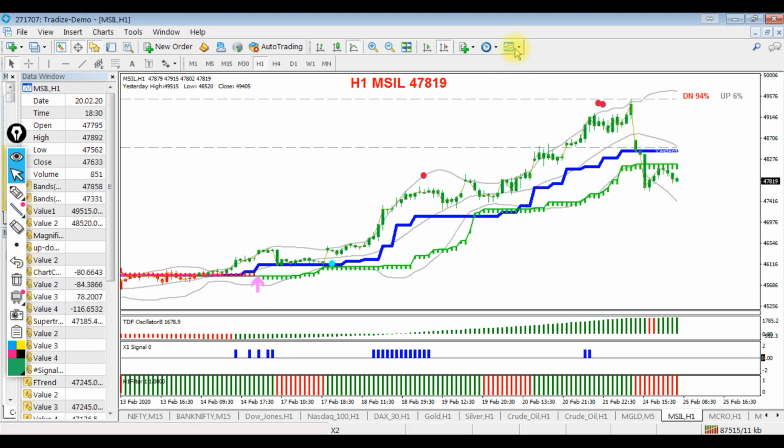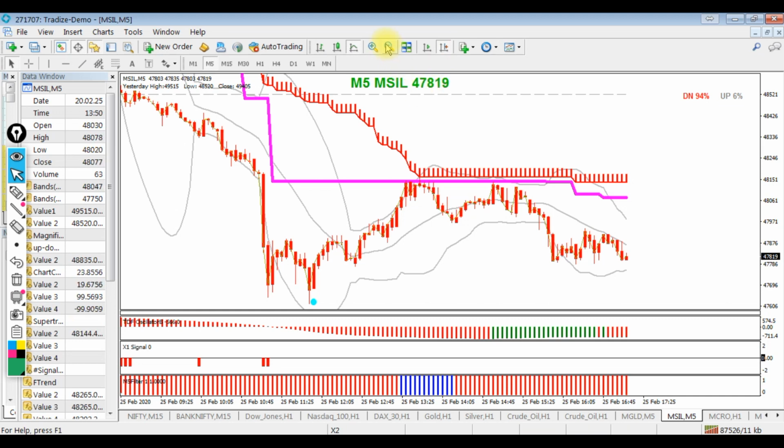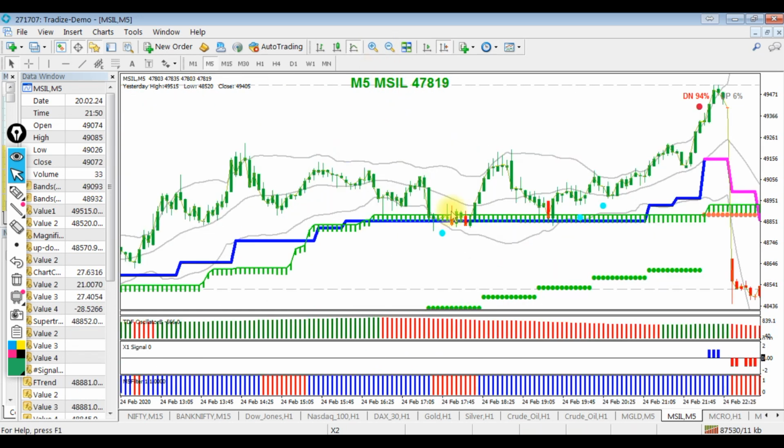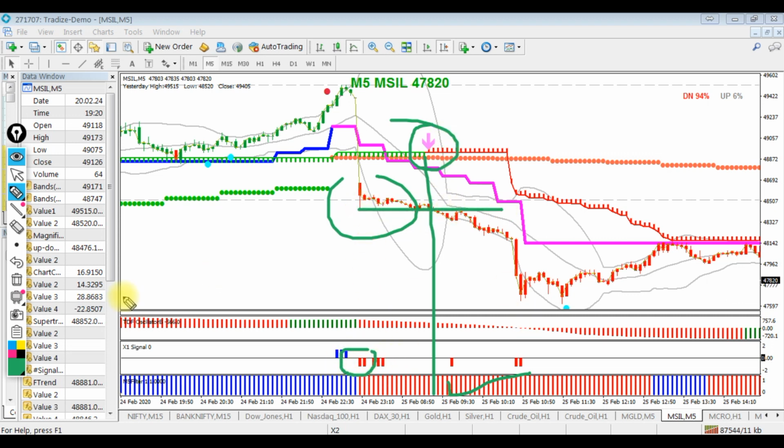So let us see 5-minute chart of this one. I'll just load 5-minute chart. So in 5-minute chart we have a sell signal here, and filter is red, and candles are also red. So probably you would have sold somewhere here. Of course, before this arrow, this sell signal is there, so you would have sold here itself.